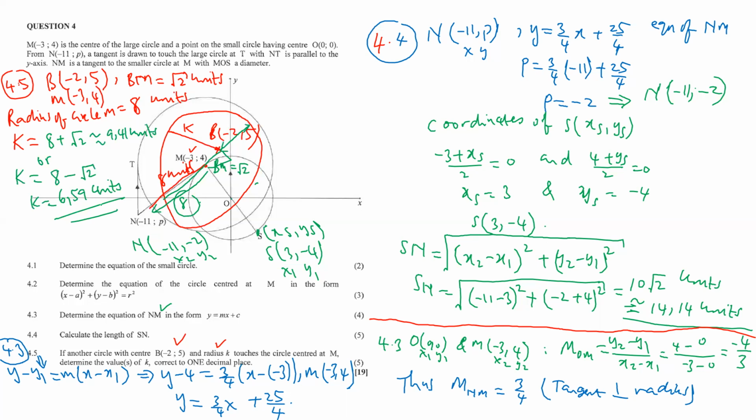Right, so think of that very, very carefully. So there are two possible values of K: 8 plus the square root of 2, and 8 minus the square root of 2.